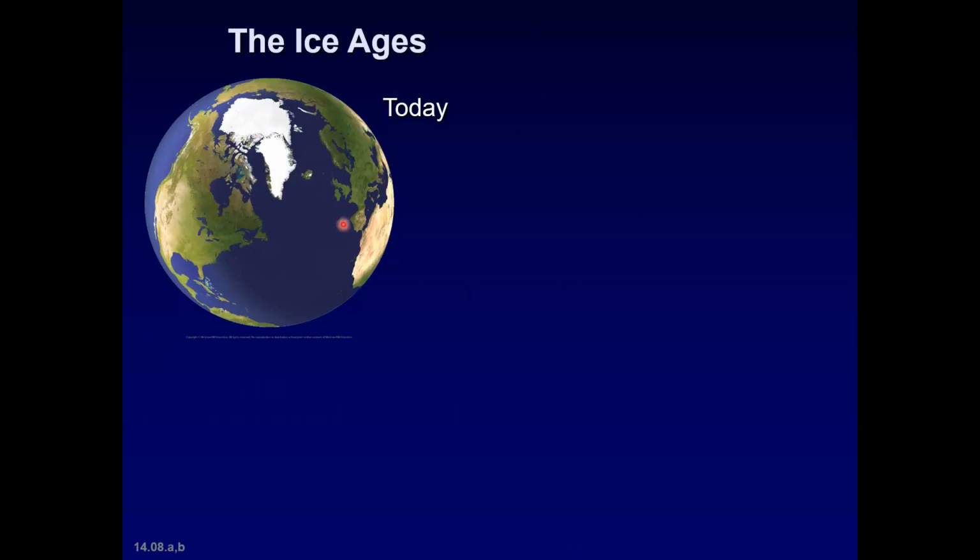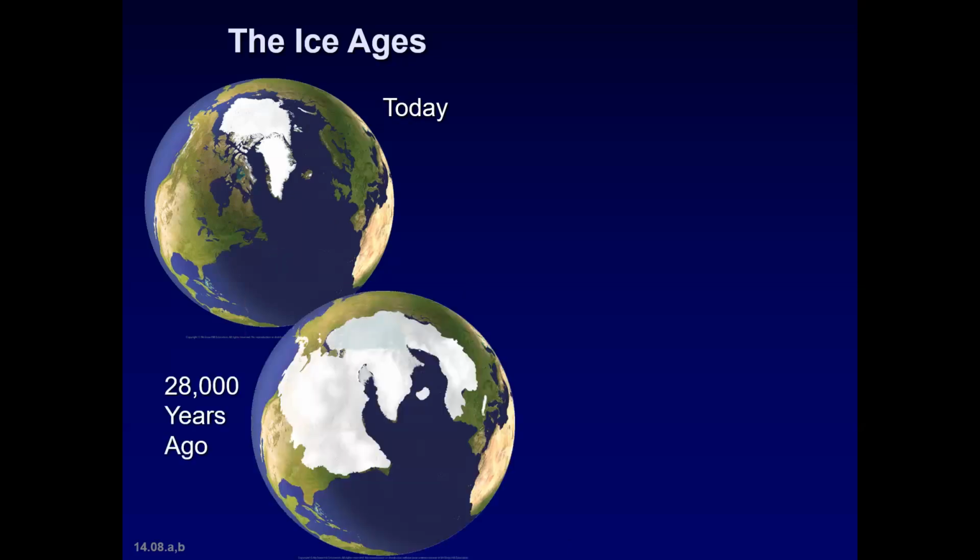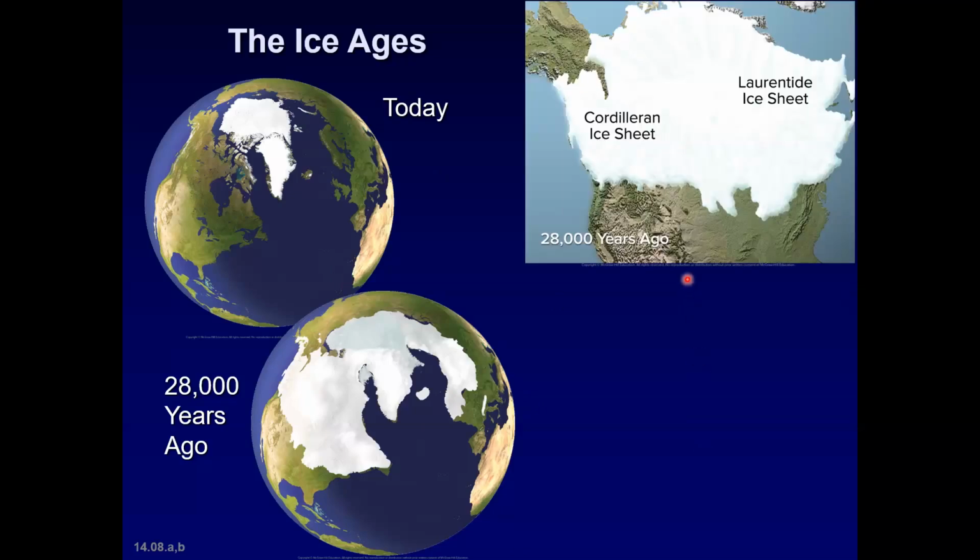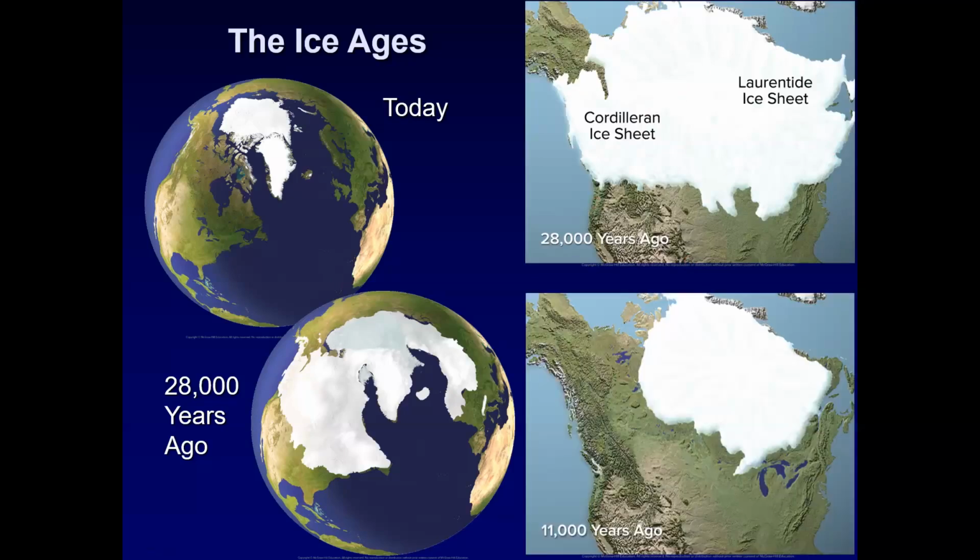So today, this is our ice. We're still in the ice age. It's just much smaller. But for some reason, that makes me happy to say. And then 28,000 years ago, we had so much more ice. Not everywhere, though. Not the whole planet, right? So in North America, we had the Laurentide ice sheet and the Cordilleran ice sheet. 28,000 years ago, then 11,000 years ago.